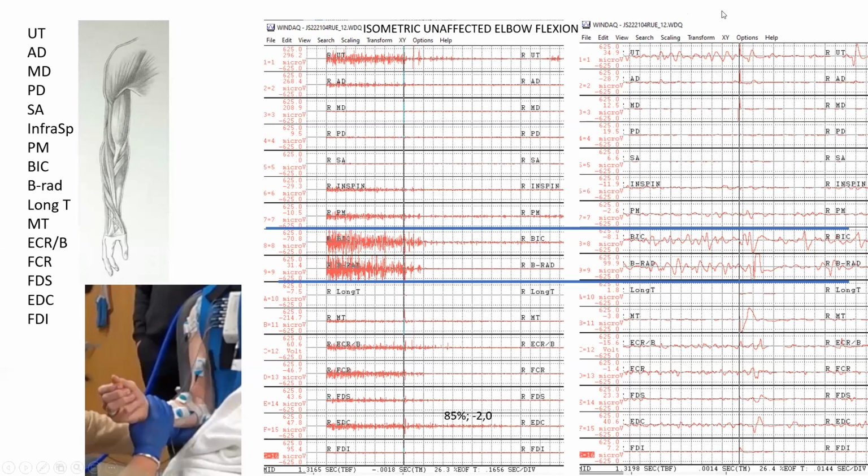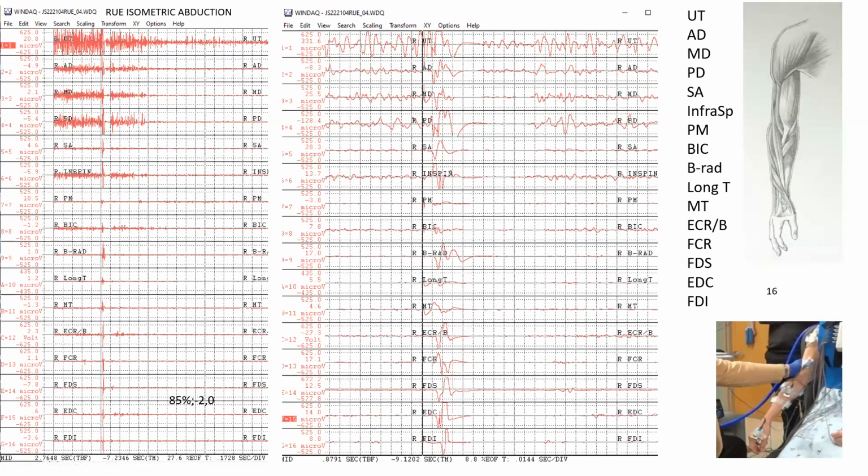What happened here? Okay. So we have muscles proximally from the upper trapezius, the anterior deltoid, middle deltoid, biceps, FCR, first dorsal interosseous. So we're up and down the arm, 16 muscles.